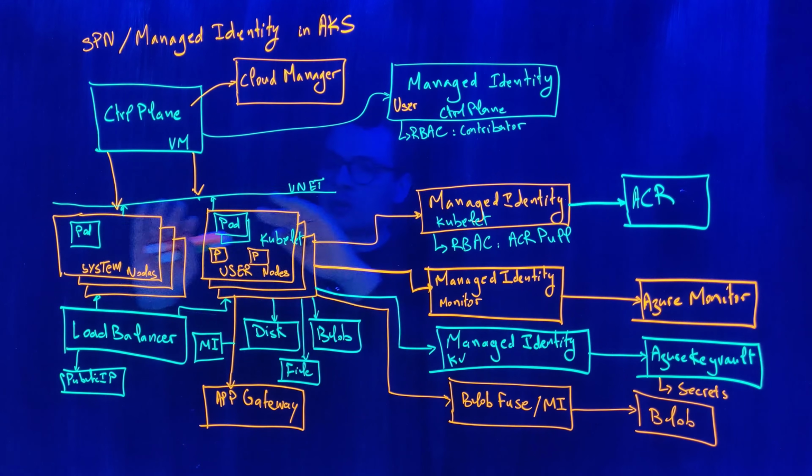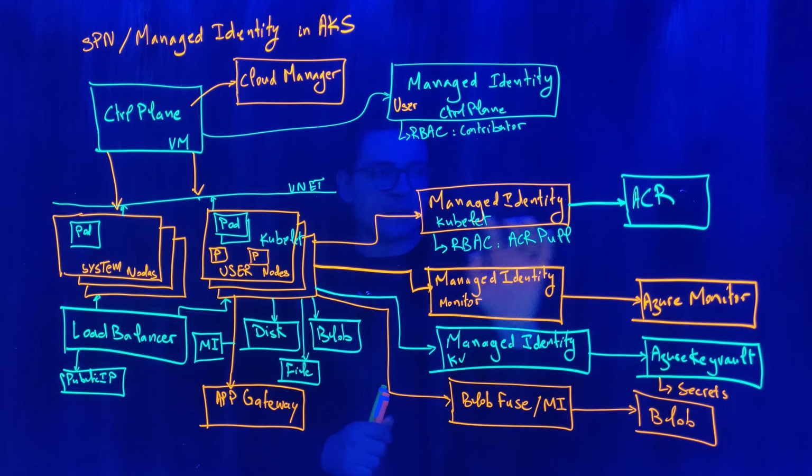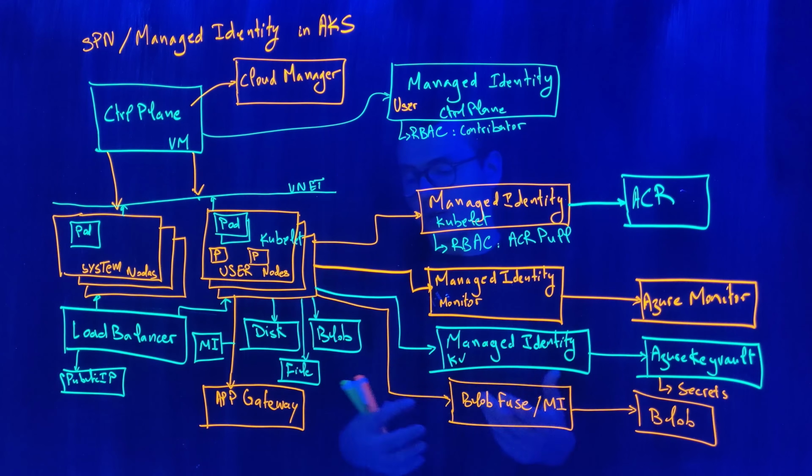And then on the data plane, or on the worker nodes in my cluster, I might have at least one managed identity created by default for connecting to ACR, and then another managed identity to send logs and metrics to Azure Monitor, another to get secrets from Key Vault, and another one to connect securely to our Blob Fuse in the Azure storage account.